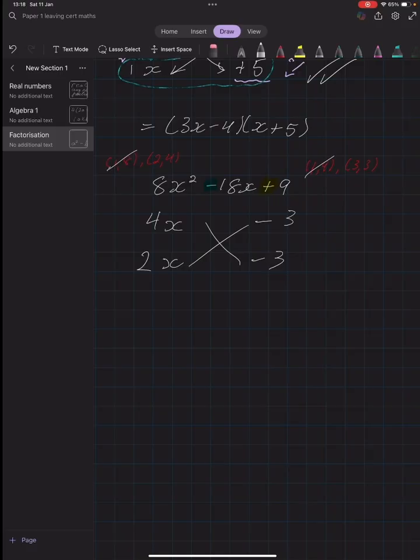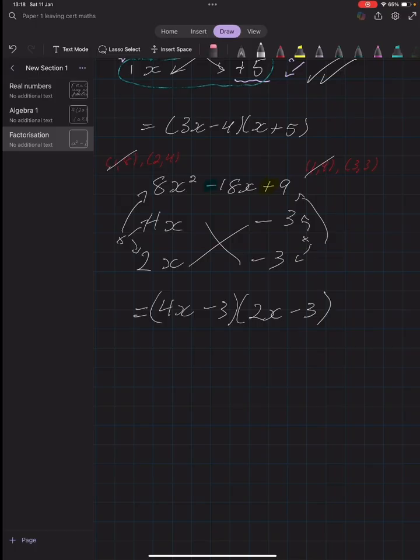So remember, if you multiply these two things together, you need to get this. If you multiply these two things together, you need to get this. And then if you multiply it across using your x's, you need to add together to get minus 18. So reading from left to right, we get 4x minus 3 multiplied by 2x minus 3. So that's how you factorize those.